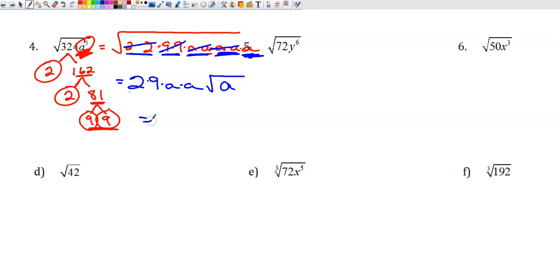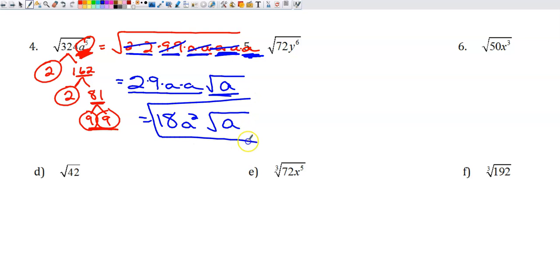Still not done. I got to put all this together nicely. 2 times 9 is 18. A times A is A squared. And then the square root of A just chilling back here at the end. And the simplified form of the square root of 324 a to the fifth is really 18a squared root a.